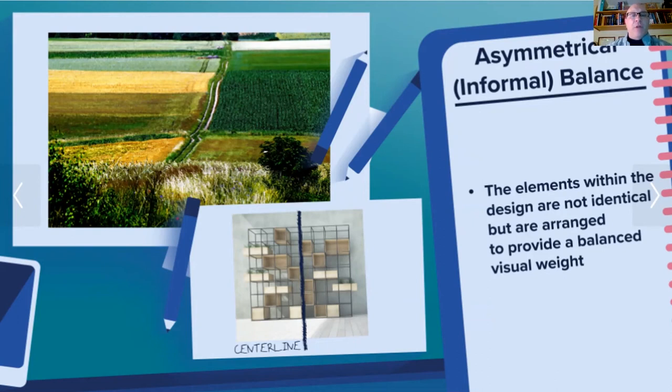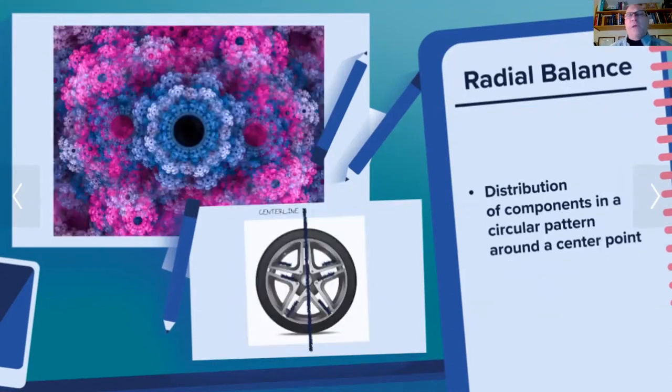Same thing with the picture down below. We're splitting. We have a center line. We're splitting it in half, and it looks like it's balanced from one side to the other. Is it exactly the same? No, but it's balanced. Here's a good example of radial.